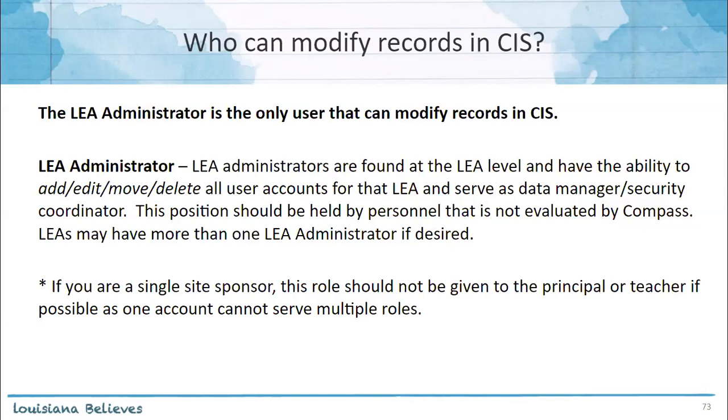All right, so the LEA admin, remember, these are the people, they are the only ones allowed to set up accounts. They modify, they add, they move, they transfer. They also assign evaluators. So this position should not be held by personnel that needs an evaluation. If you are a single site sponsor, you should not give this role to your principal or teacher because you can't have multiple accounts. This should be given to someone like HR personnel or someone who has a lifetime certificate that does not need to be evaluated for further certification.